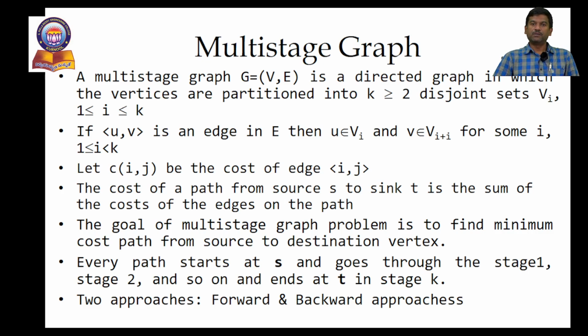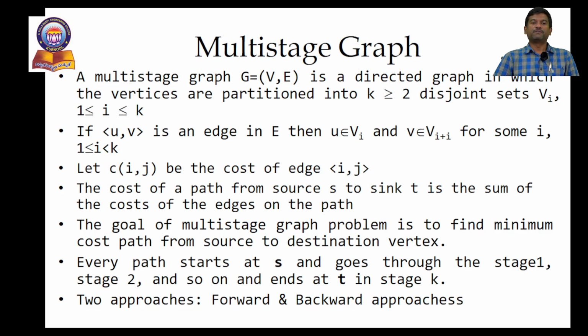And coming to the multi-stage graph problem. Here there are certain inputs which are given for the multi-stage graph problem, and similarly the goal is also identified. That is, given a graph which contains a set of vertices and a set of edges, this graph has to be partitioned into k greater than or equal to 2 disjoint sets Vi, where i ranges between 1 to k. That is, given a graph, this graph has to be split into stages, where k indicates the stages. And how to identify the stage will be discussed in the next continuation.